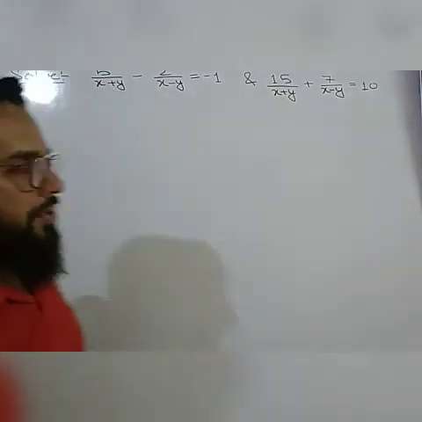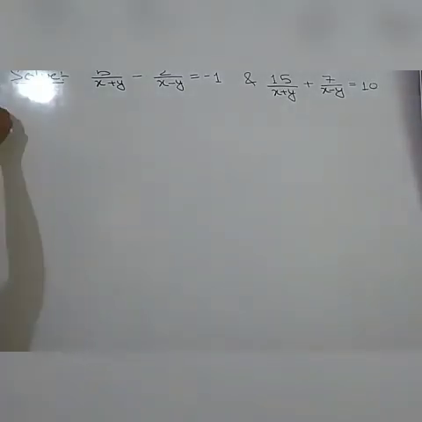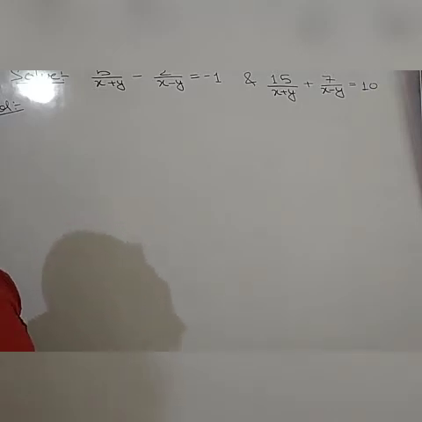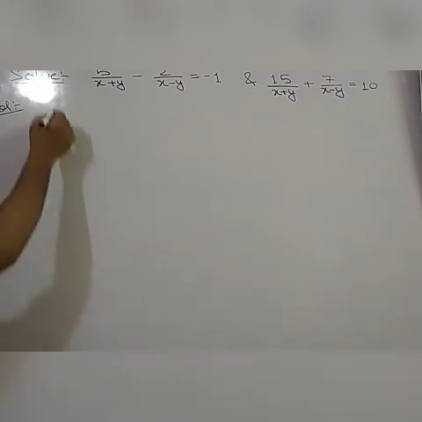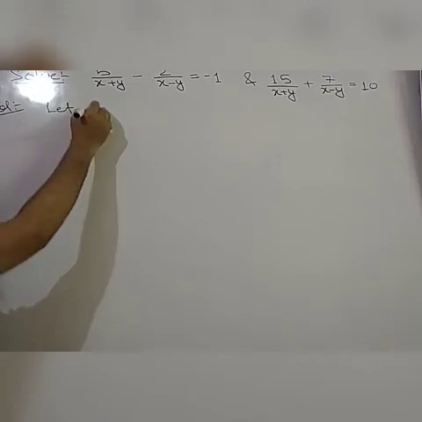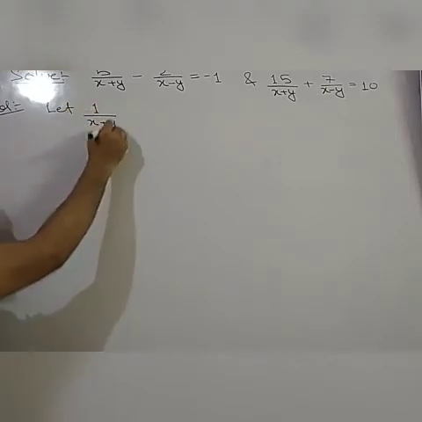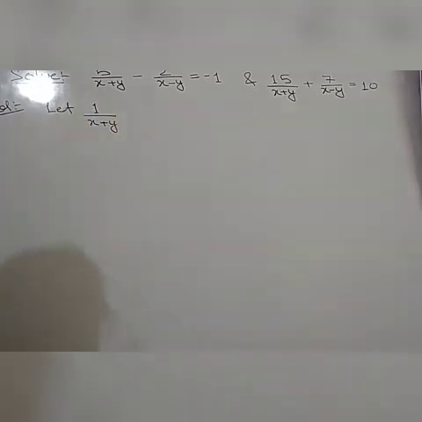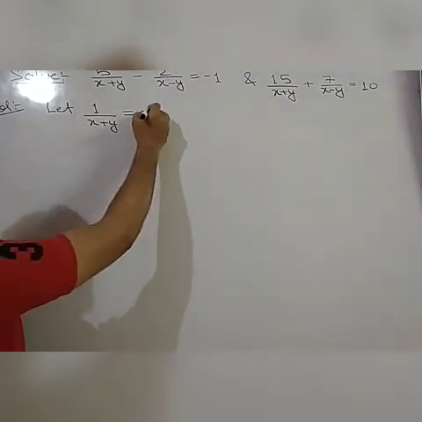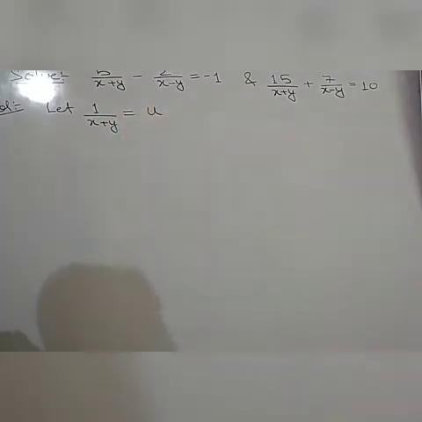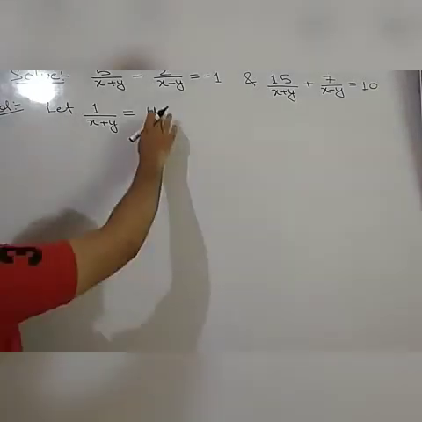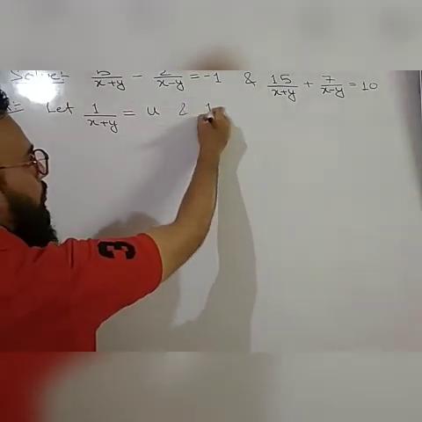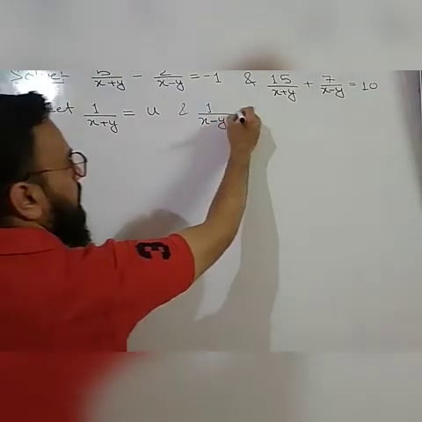So in these type of questions, again what we will do, we have to reduce these equations first into the general form of linear equation. So what will we do for reducing it? We will consider now, let 1 upon x plus y, this whole 1 upon x plus y, let us consider it is equal to u. 1 upon x plus y is equal to u. And consider 1 upon x minus y is equal to v.